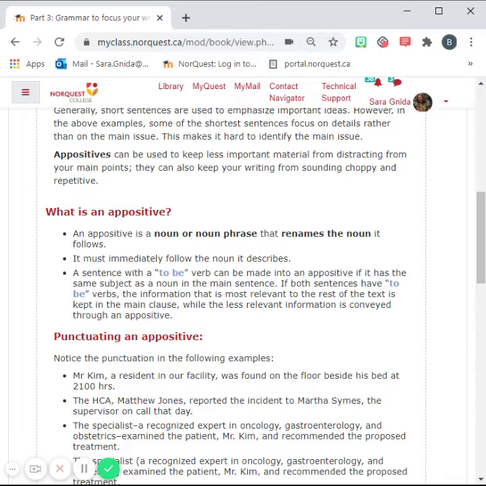A sentence with a to be verb can be made into an appositive sometimes if it has the same subject as the noun in the main sentence. So if both sentences have to be verbs, then you choose which information is the most important point that you want to get across. That's the main sentence. And then put the less relevant information, the least important information, in the appositive.